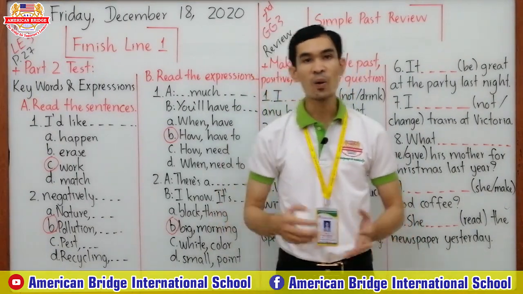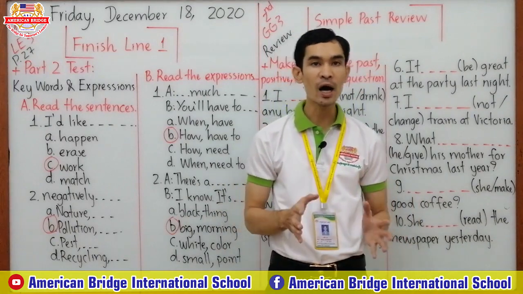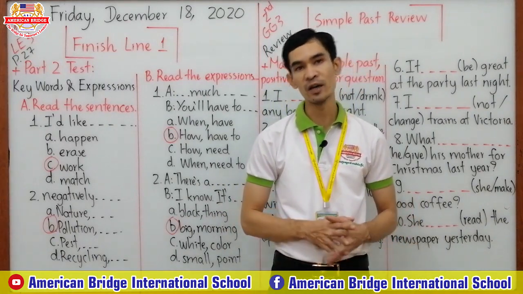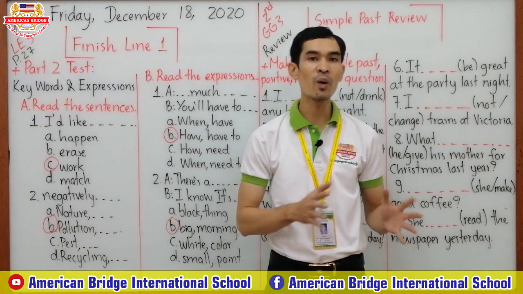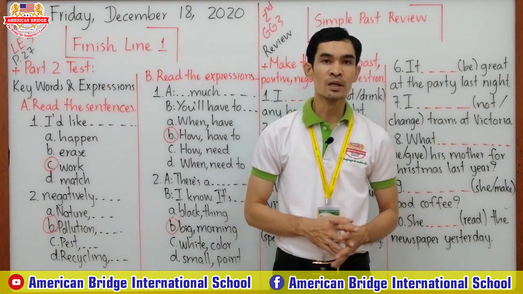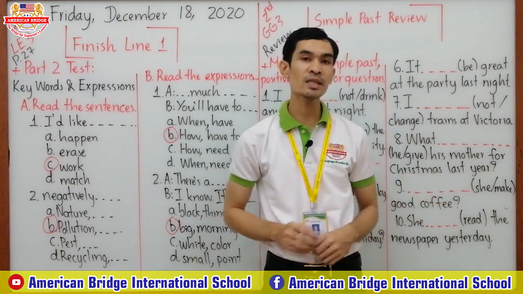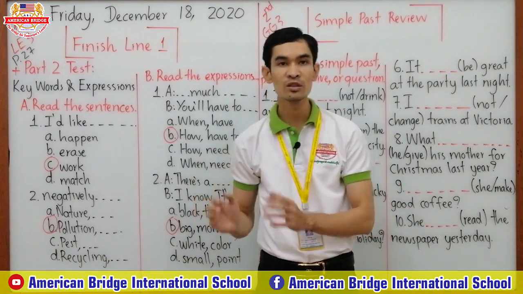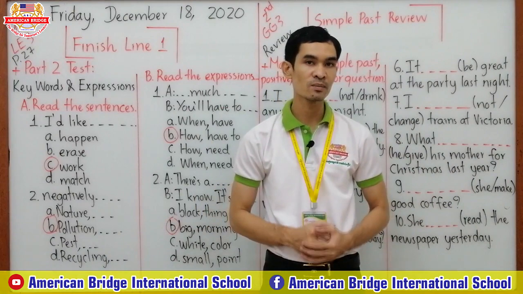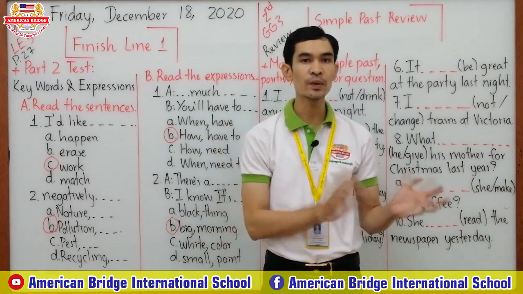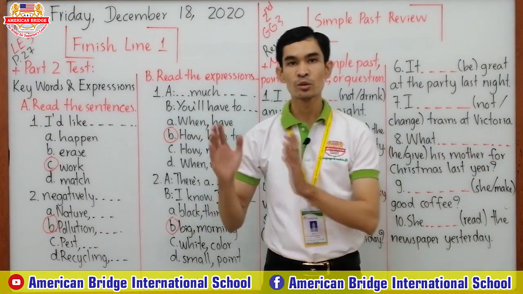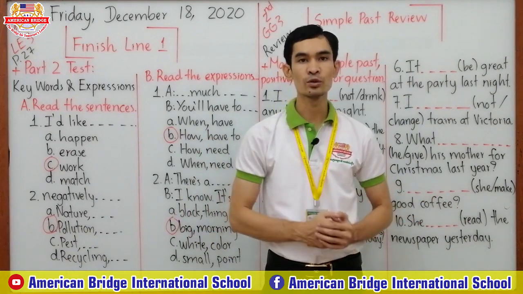And the last one is simple past with irregular verbs. So with irregular verbs, you have to change the verb to another verb, right? For example, the word go, you change to went. Have, you change to had. Draw, you change to drew.